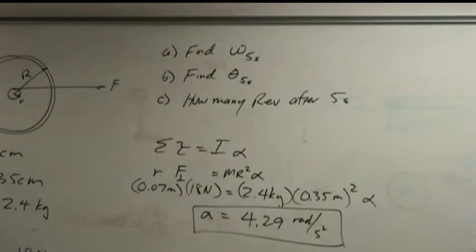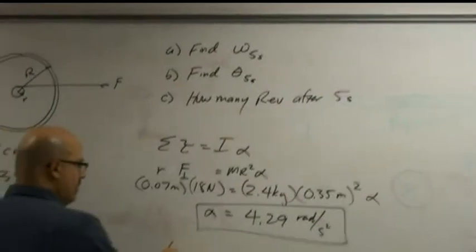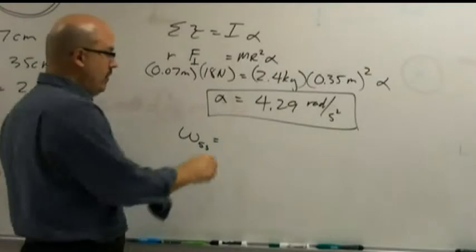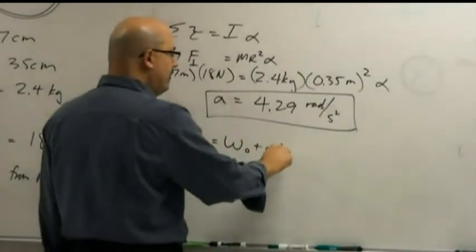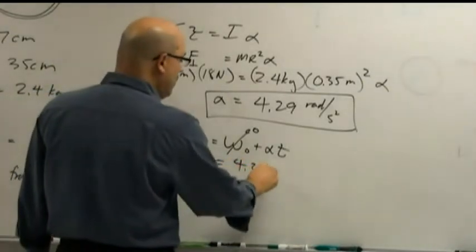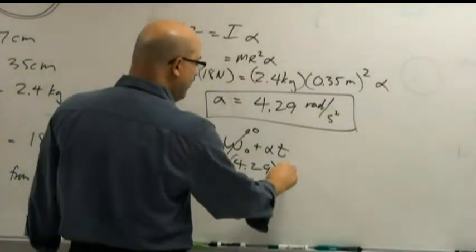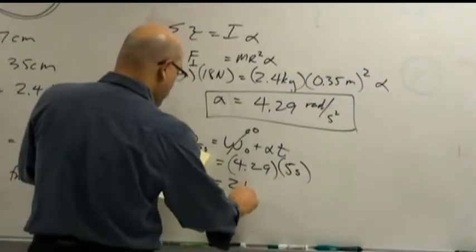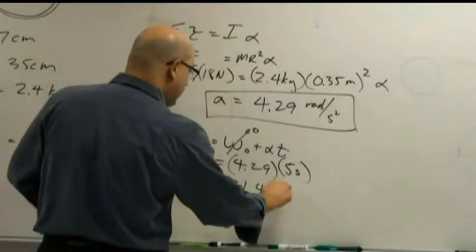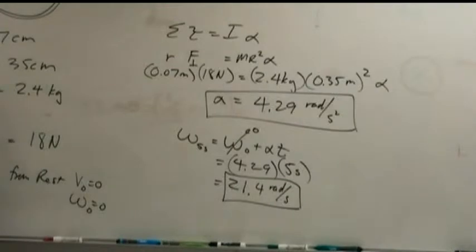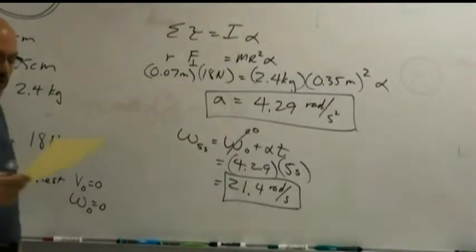Once we have that, how do we get omega at 5 seconds? Omega at 5 seconds equals omega naught plus alpha t. Omega naught was 0, so this is easy. 4.29 times 5 seconds is 21.4 rads per second. Don't forget your units, everybody. They will really be mad at you if you don't remember your units.